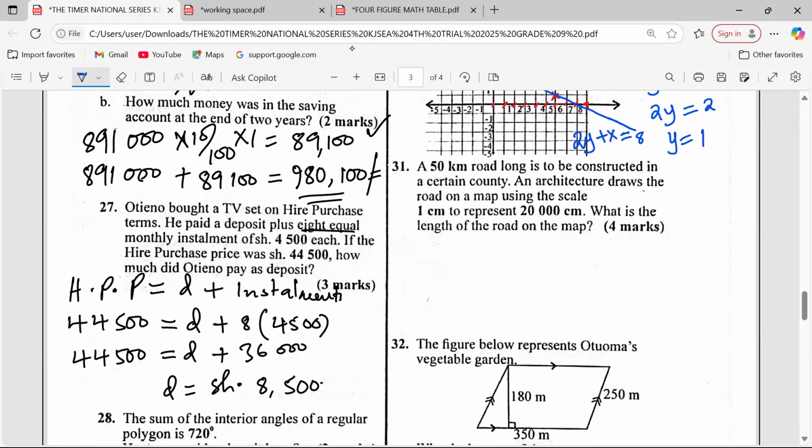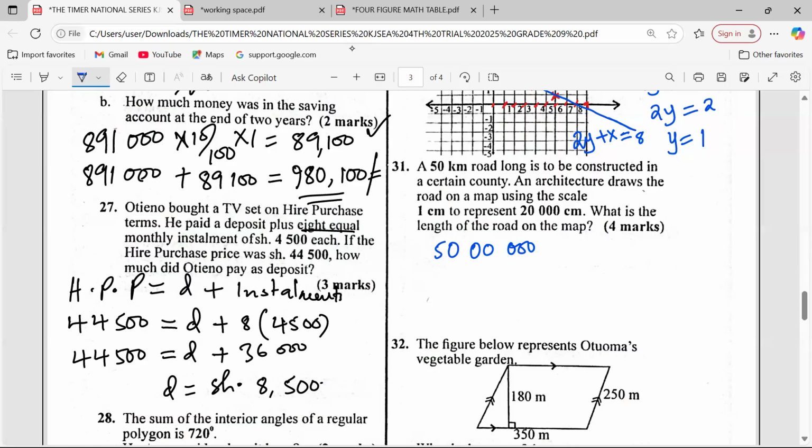A 50-kilometer road is to be constructed in a certain county. An architect drew the road on a map using the scale of 1 centimeter to represent 20,000 centimeters. What is the length of the road on the map? So 1 centimeter represents 20,000. We need a length in centimeters that will represent 50 kilometers. So 50 kilometers can be converted into centimeters by multiplying by 100,000.